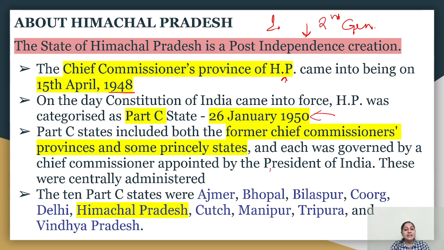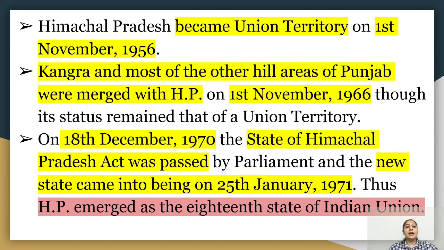इनको president इनके लिए चीफ कमिश्नर अपॉइंट करते थे एंड दे वर सेंट्रली एडमिनिस्टर्ड. Now these are a list of 10 Part C states, and one of them is Himachal Pradesh. So even this can be asked in the interview. अब इसके बाद हिमाचल प्रदेश को यूनियन टेरिटरी बनाया गया 1 नवंबर 1956 को.